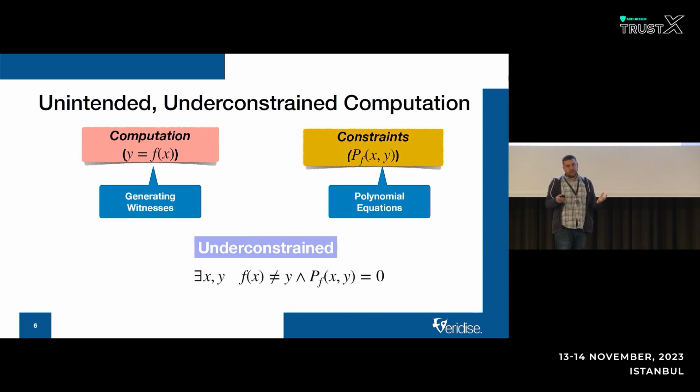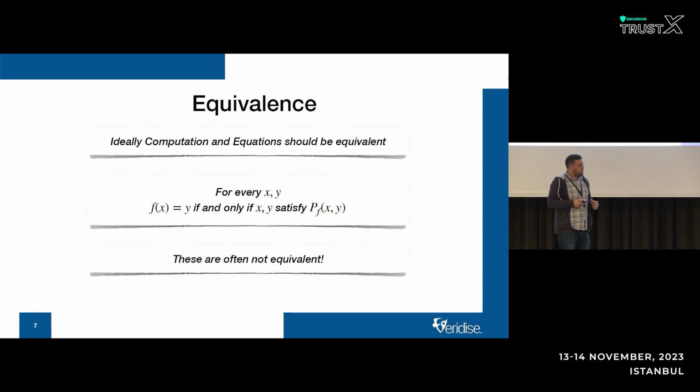And the idea today is how to really detect this automatically. What we really care about is this equivalence. Ideally, the computation and the constraints, the equations, should be equivalent. So if you want, you can rephrase it as f of x should be equal to y if and only if the input-output pair x, y satisfies all the constraints. But in most cases, this is not the case, and that's when we run into problems.